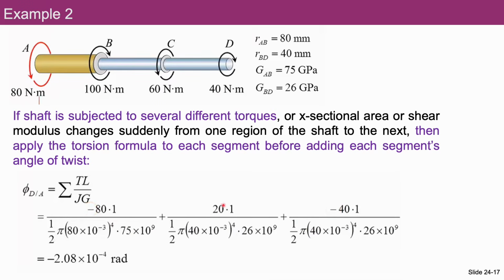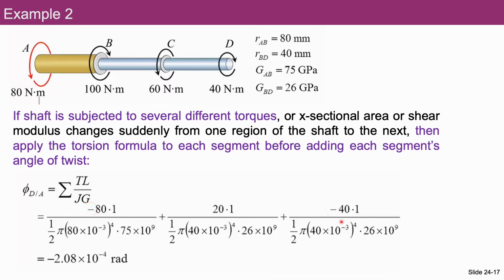Now let's continue with the angle of twist of the BC part. The angle of twist occurring in the BC part is presented by the second term here. The internal torque is 20. The length of the BC part is again 1 meter. The polar moment of inertia is presented here and its shear modulus is 26 gigapascals. It is counterclockwise, excuse me. Here it is counterclockwise. It's positive.